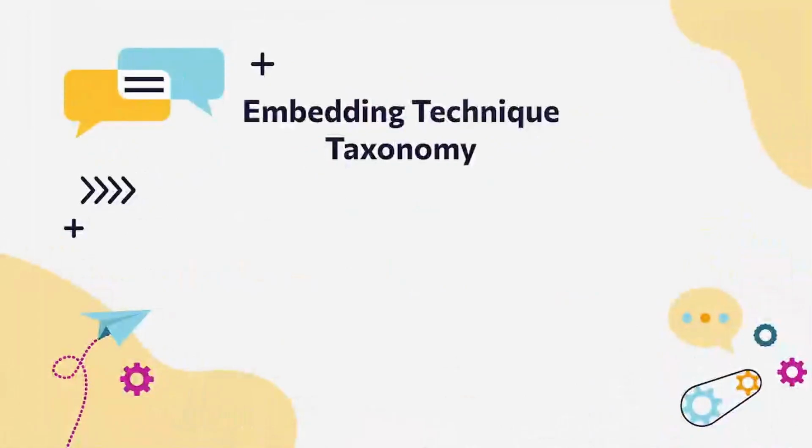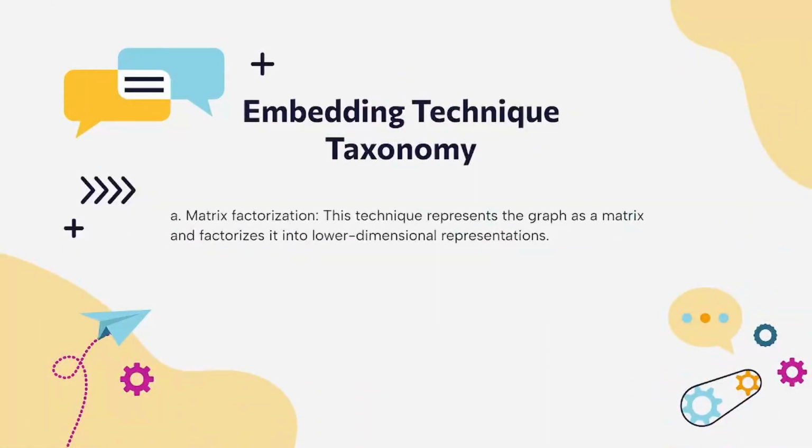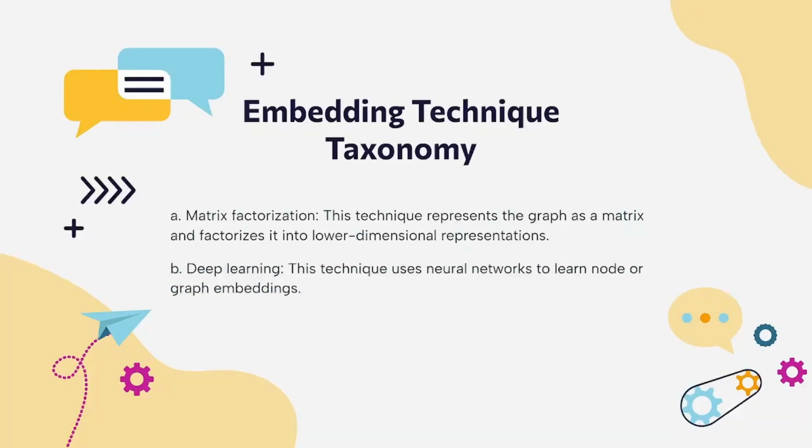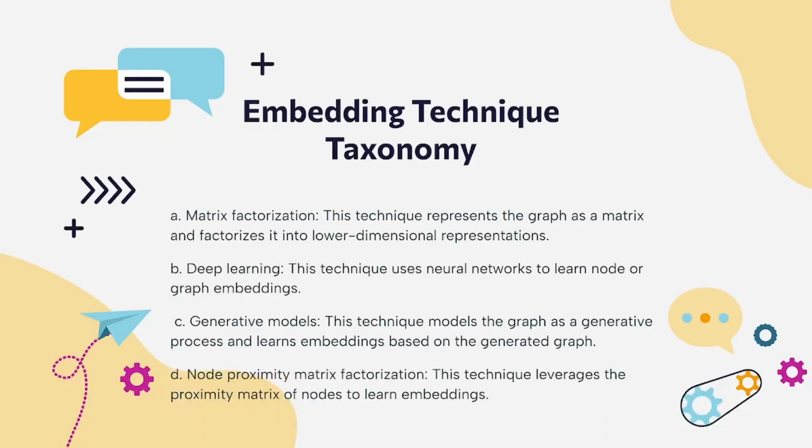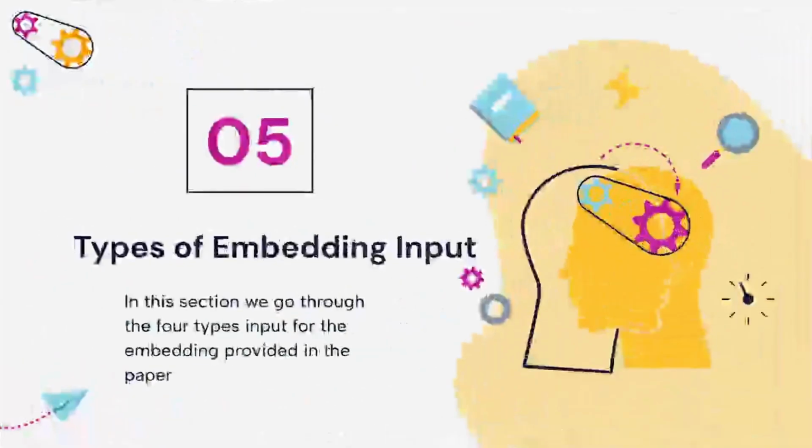The embedding technique taxonomy is further divided into matrix factorization. This technique represents the graph as a matrix and factorizes it into lower dimensional representations using linear algebra methods. Deep learning: this technique uses neural networks to learn node or graph embeddings. The generative model: this technique models the graph as a generative process and learns embeddings based on the generated graph. Node proximity matrix factorization: this technique leverages the proximity matrix of nodes to learn embeddings.